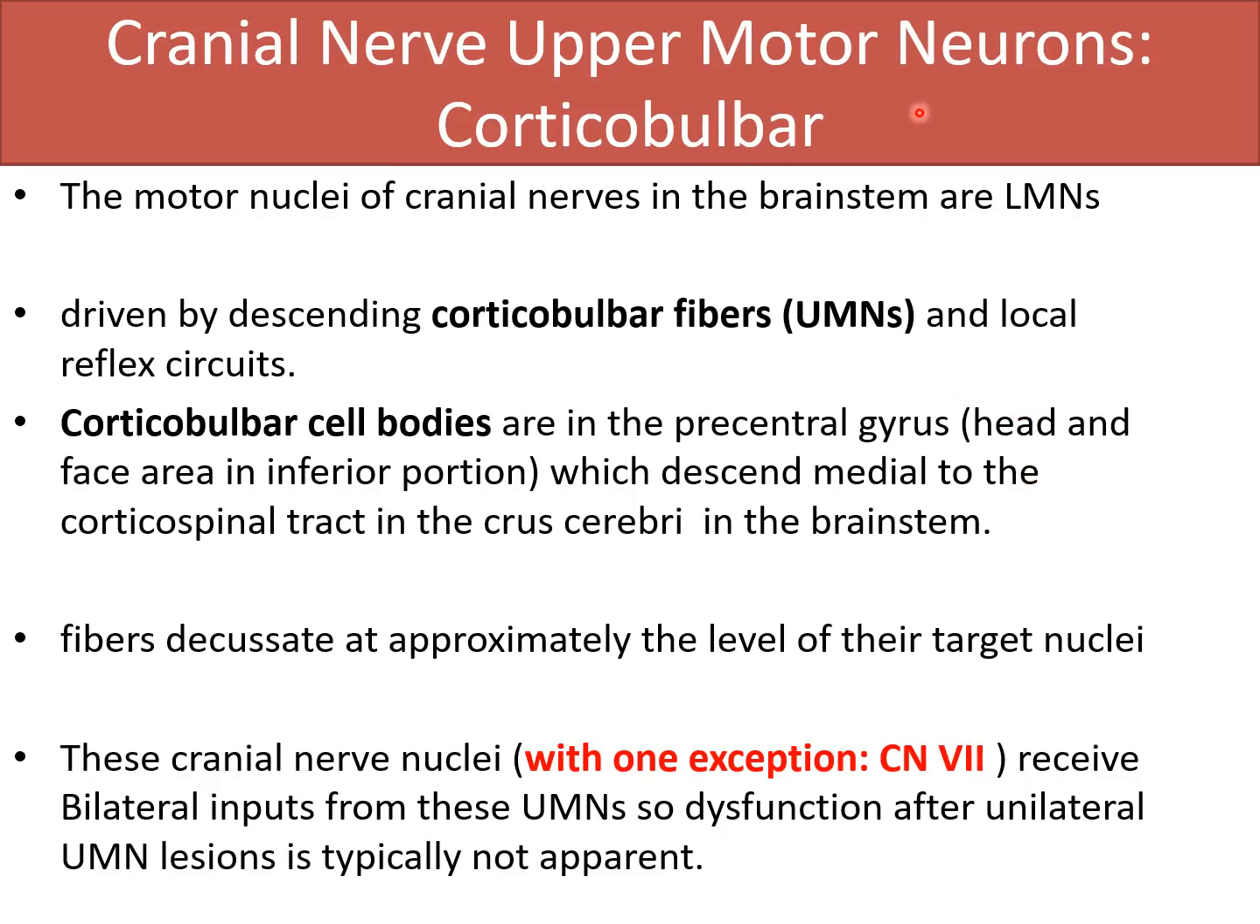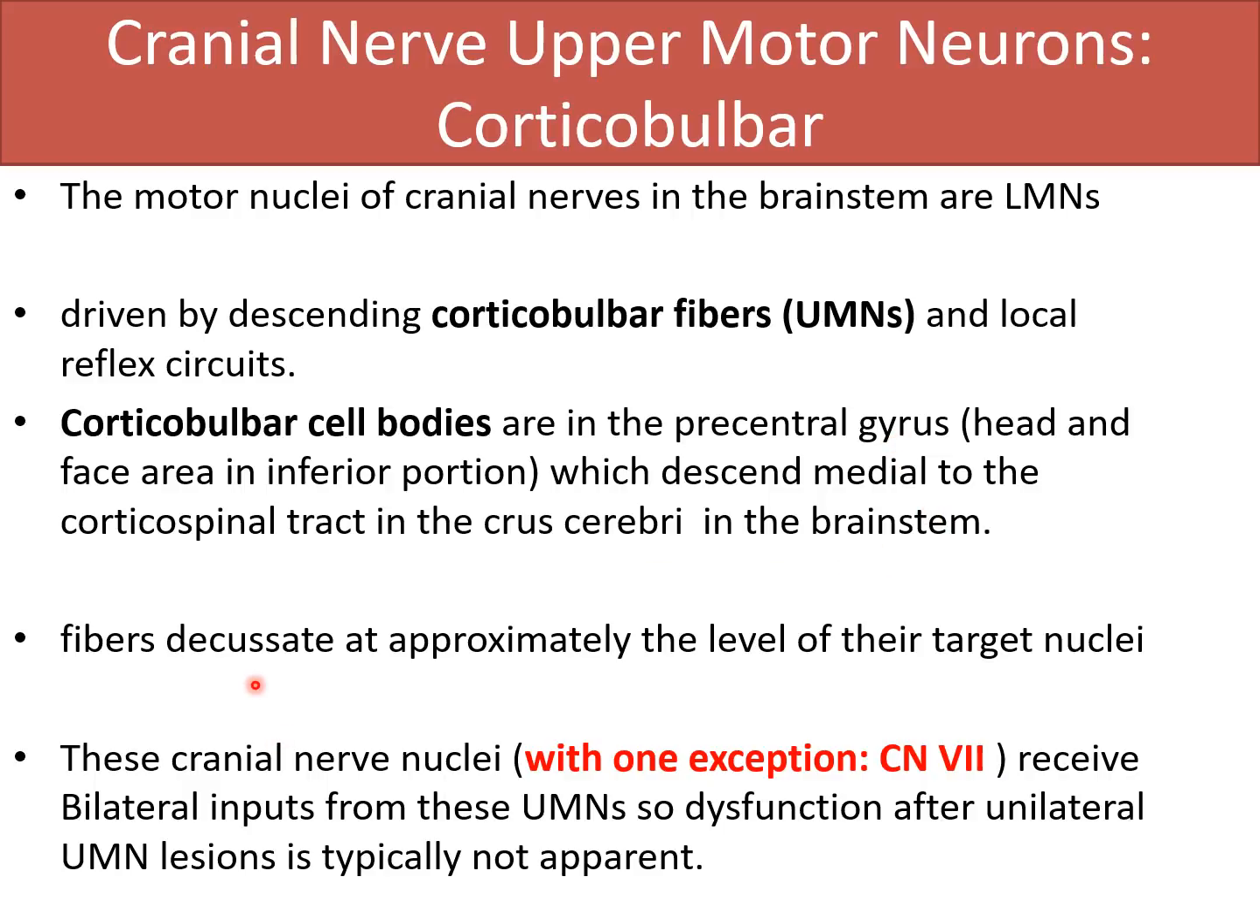Now, the upper motor neurons for cranial nerves in the brainstem are the corticobulbar fibers. The motor nuclei of the cranial nerves in the brainstem are the lower motor neurons. And they're driven by fibers that originate in the motor cortex and then come down and activate lower motor neurons.